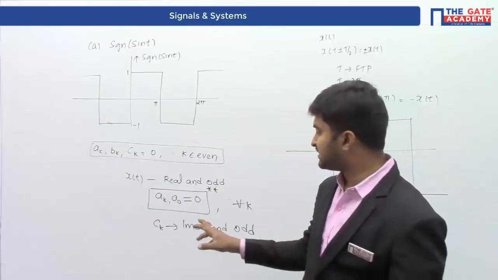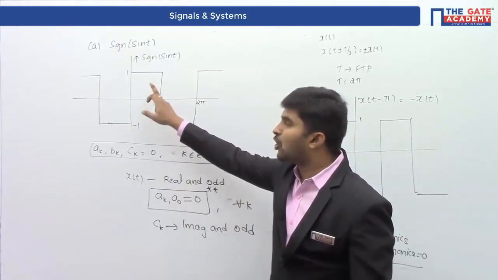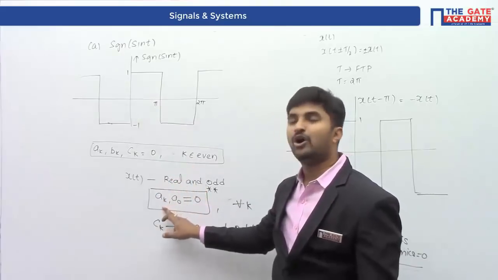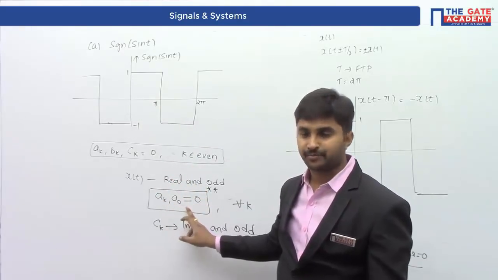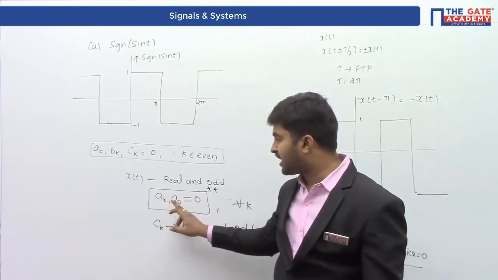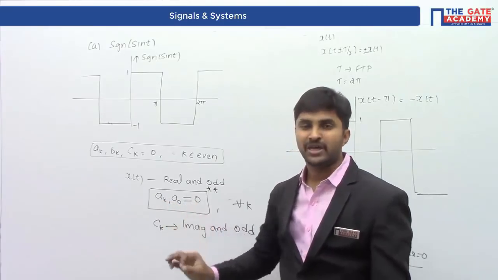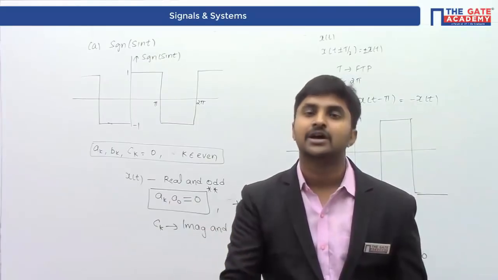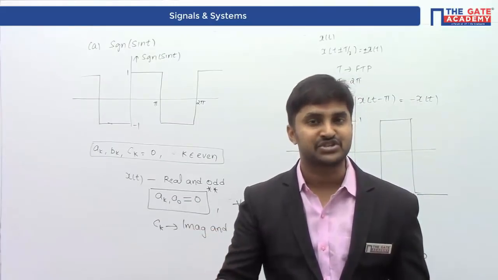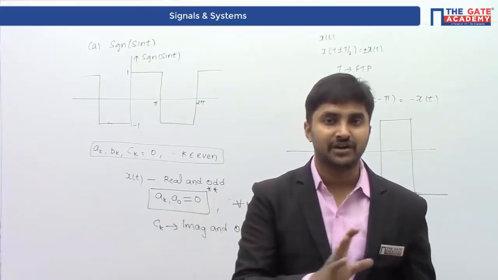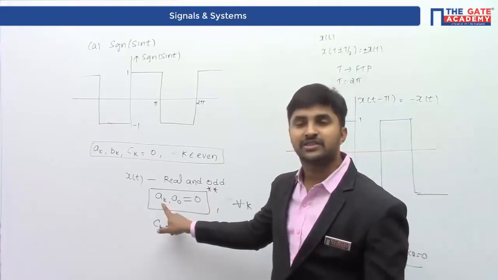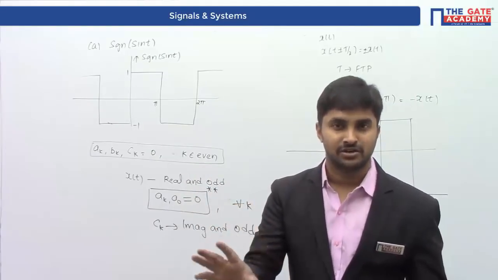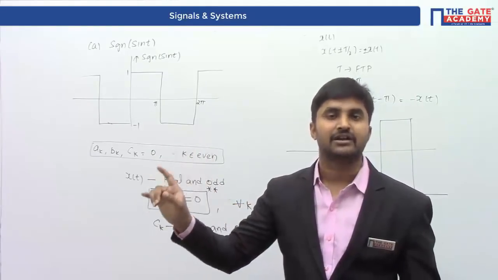So when I talk about the signal which is real and odd, it will only have the values of BK and it will not have any values of AK and A0. AK represents the coefficient of the cosine function, A0 is the DC component, and BK represents the coefficient of the sine component. So clearly the values of AK and A0 will be equal to 0 and the value of BK is generally not equal to 0 in the case of a real and odd signal.